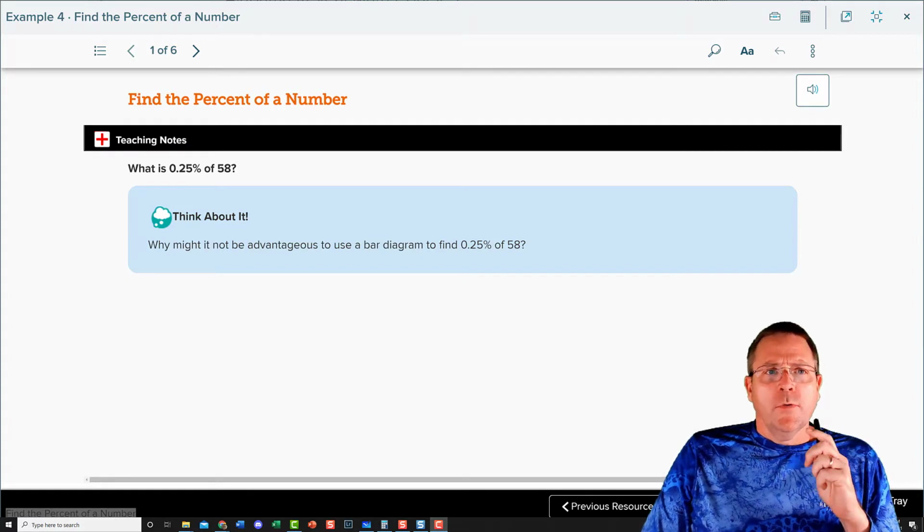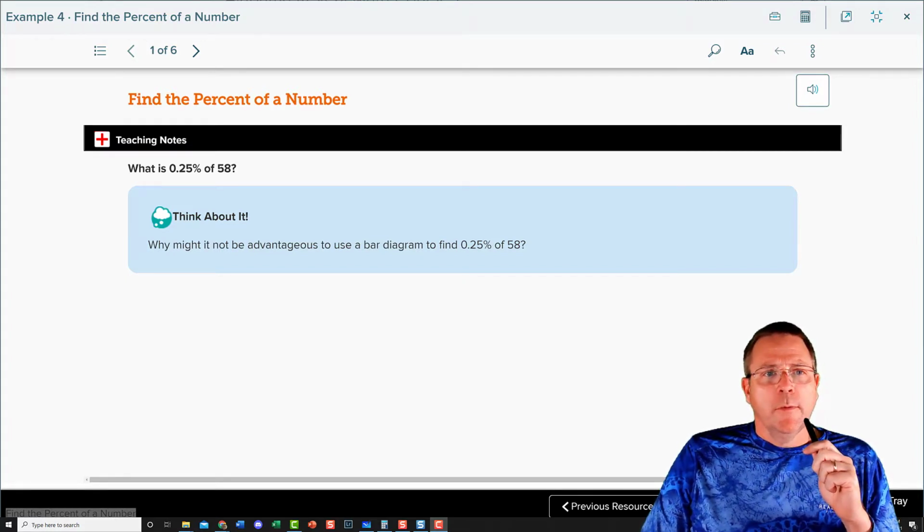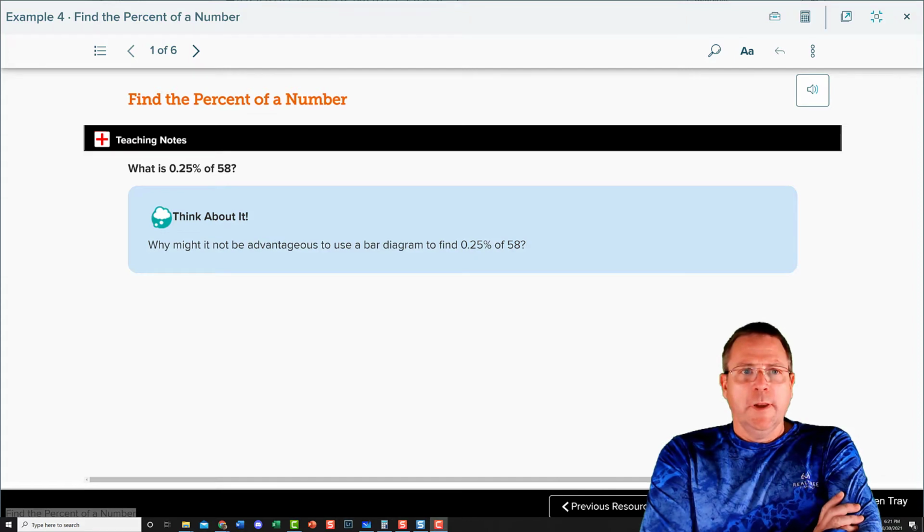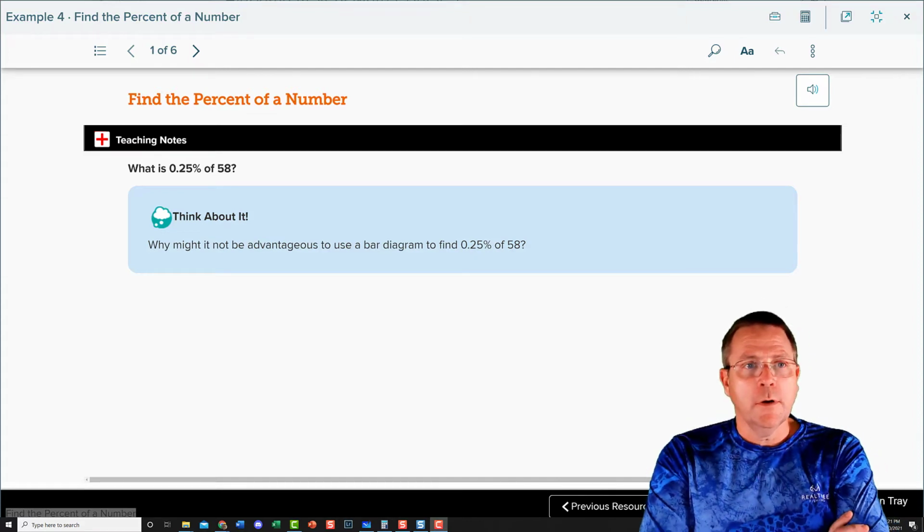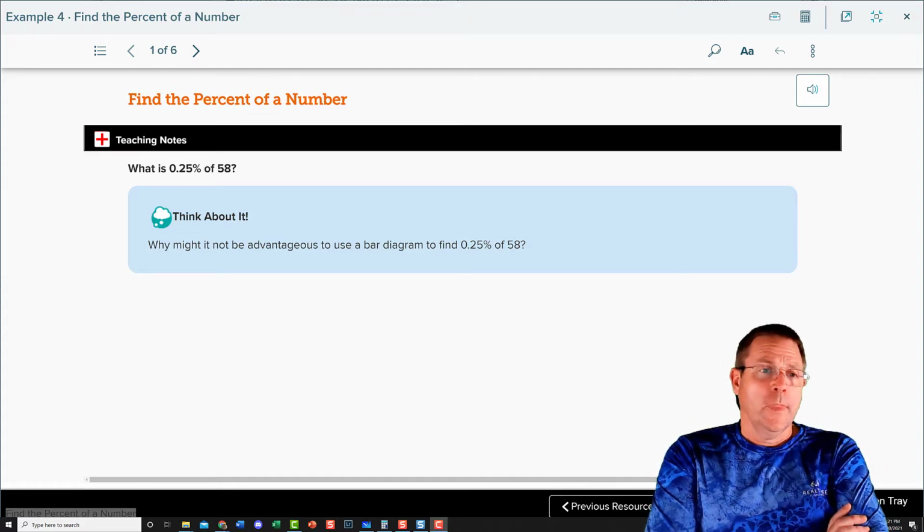Welcome back for part 3 of Find the Percent of a Number. We're on resource 10 of 13. We're closing in on it. Just a little bit more to go.